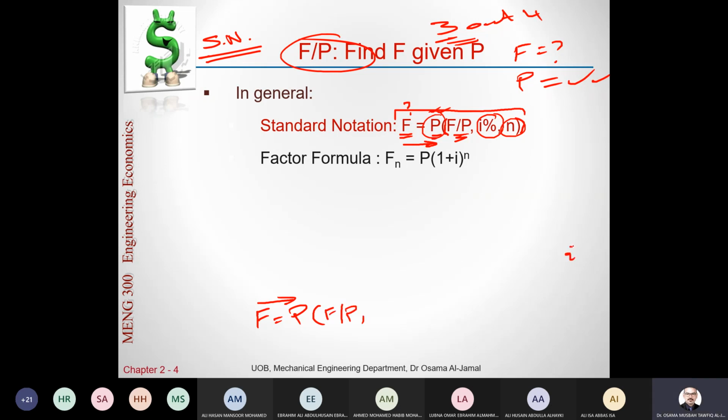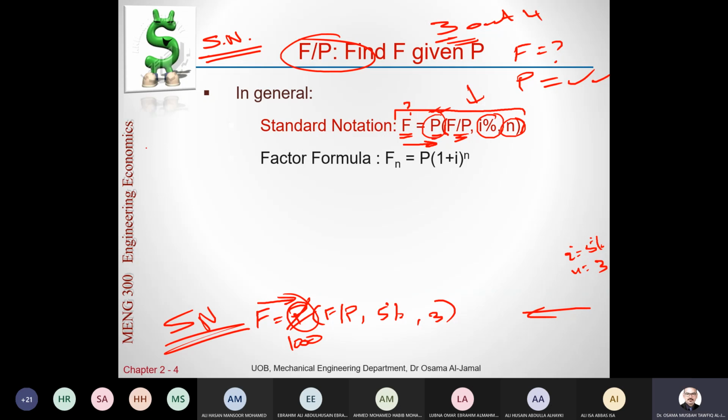Now, if we know i, for example, equal to 5%, n equal to 3, directly substitute in here: i 5%, n 3. You don't have to write this and substitute later. Do it at once. If you have that value, for example 1,000, just put it directly there: 1,000, F given P, 5%, 3. Always need to show this, then the standard notation.